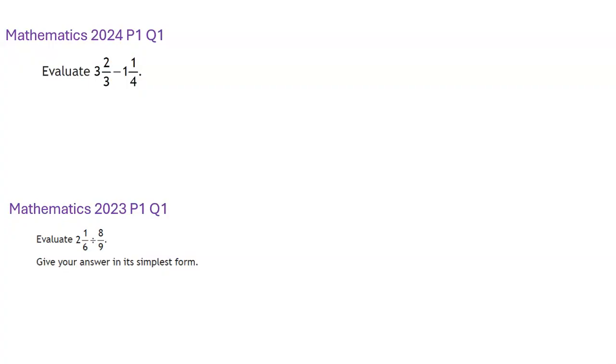So these questions typically come up early on in the exam. They're quite a nice settler that gets us going and gets us in the flow of the Nat 5 paper.